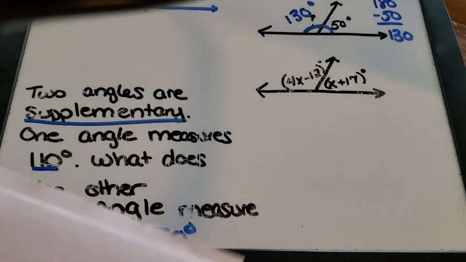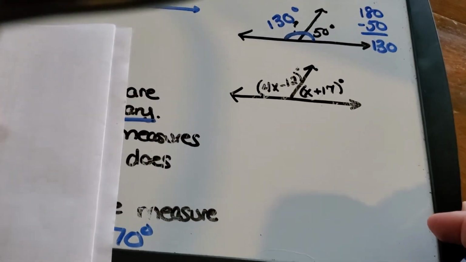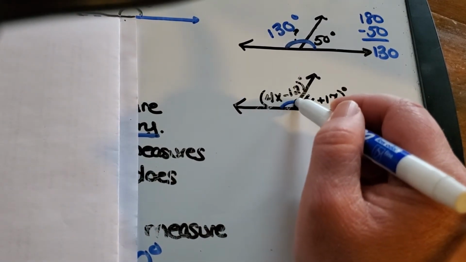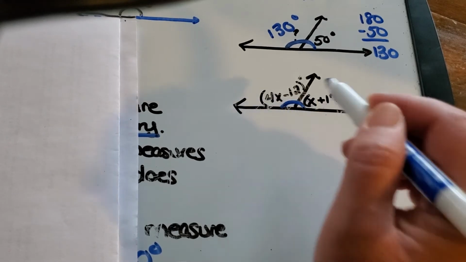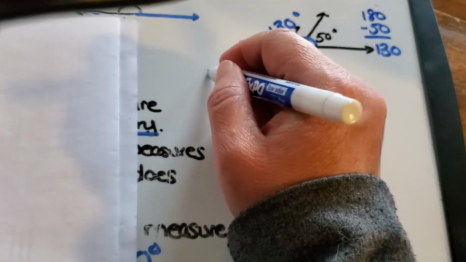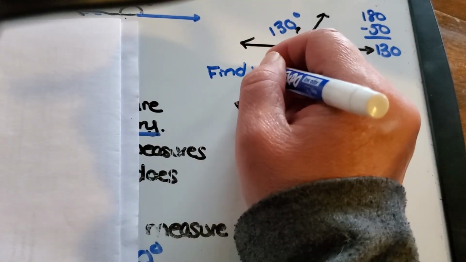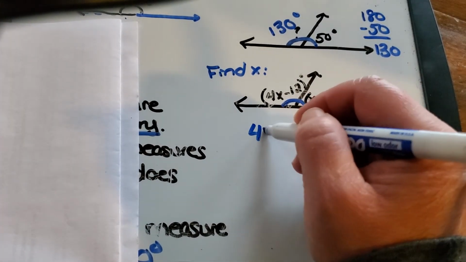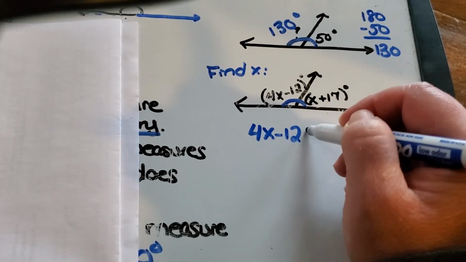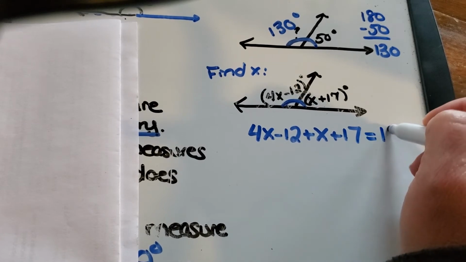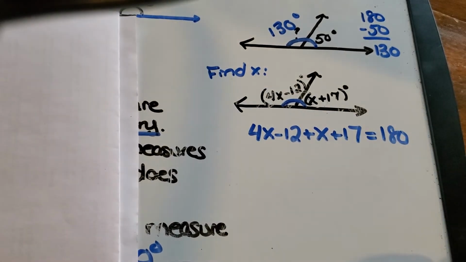Last example. Here I have a linear pair. I know they're a linear pair because they form a straight line down there. That means they're going to be supplementary or they're going to add up to be 180 degrees. So if you're asked to find x, we could set up an equation. 4x minus 12 plus x plus 17 is going to have to equal 180 degrees.